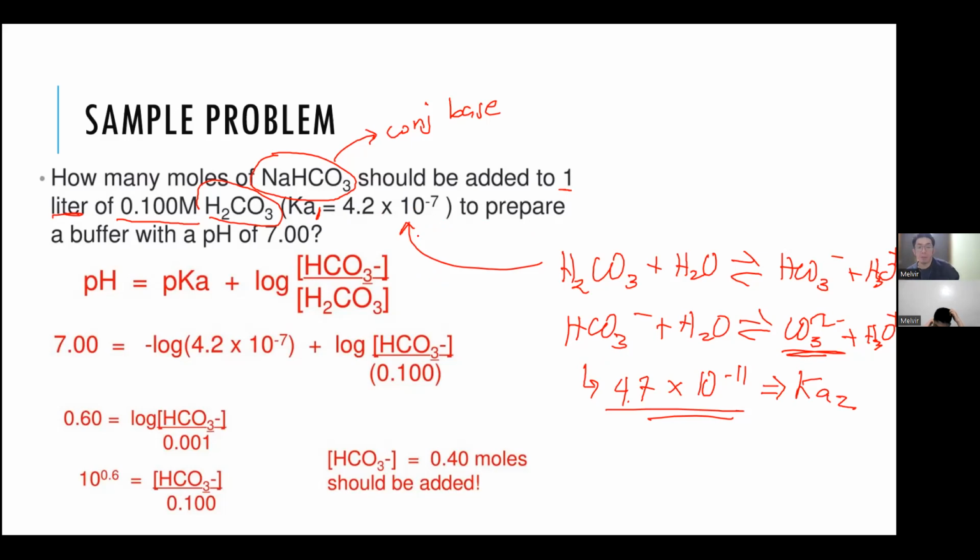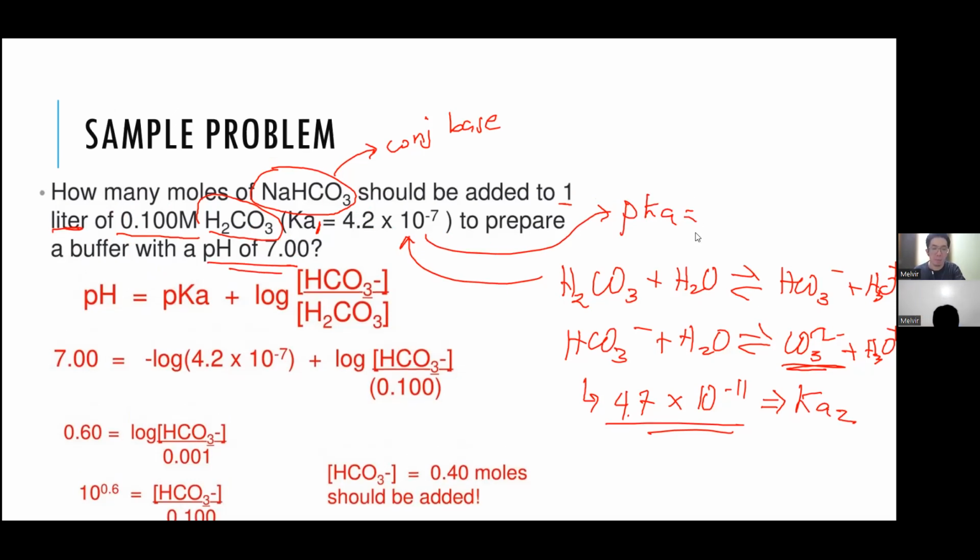The problem: to prepare a buffer with a pH of 7. So, let's first analyze if this is logical. Can we prepare a carbonate buffer with a pH of 7? What do you look at to know if a target pH of 7 is logical? The pKa value of the buffer you are forming. What is your pKa value? Calculate it.